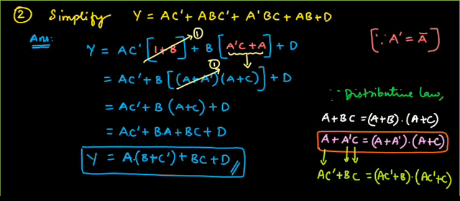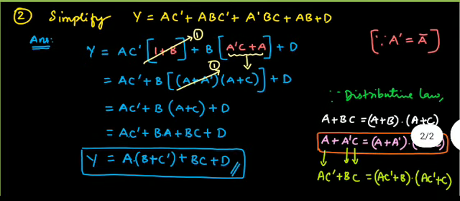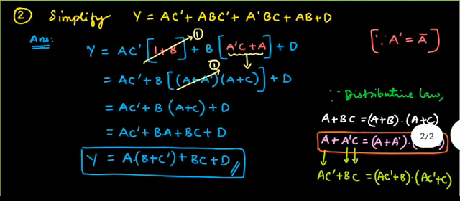Next step, we just multiply b inside the bracket, inside the terms a and c, inside the variables a and c. What we will be getting in the next step? ac dash plus ba plus bc plus d. So we cannot simplify further. So finally the simplified expression is y equal to a of b plus c dash plus bc plus d, right? This is the simplified expression obtained for the given expression. So what are the theorems and laws we used here? Distributive law we used, and some of the identities we used.